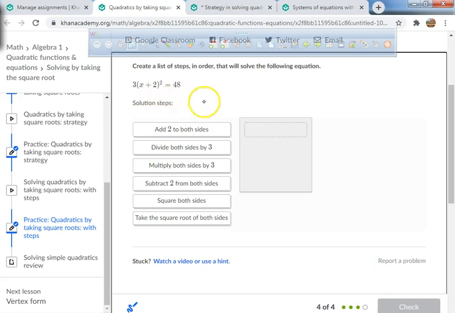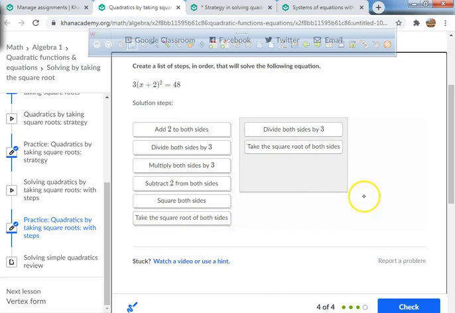What's the first step right here? Divide both sides by 3. Okay. Now, what are you going to do after you divide? We're left with this parentheses being squared. Take the square root of both sides. And last but not least, if you have a plus 2, what do you have to do? Subtract 2 from both sides.